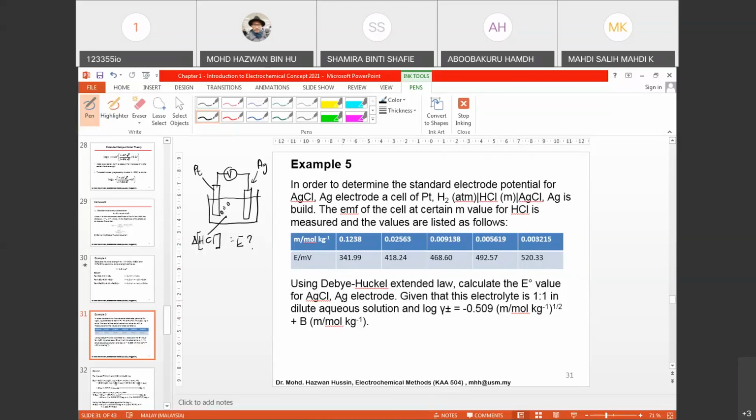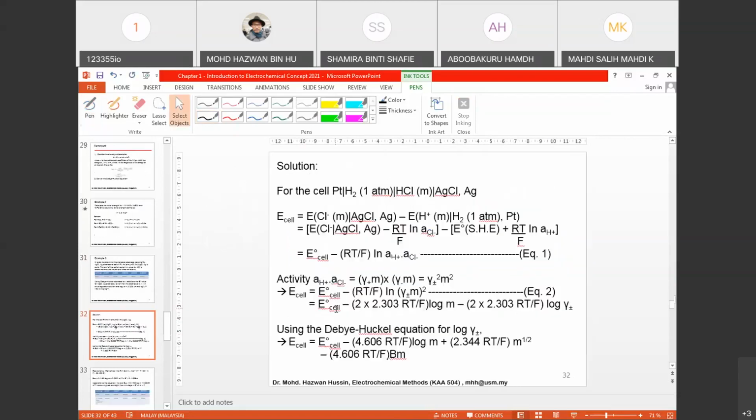So the question is: using the Debye-Huckel extended law, calculate the cell potential values for silver chloride silver electrodes, given that the electrolyte is 1:1 in dilute aqueous solution. Log gamma plus minus is a standard value, equal to minus 0.509 times molality to the power of half, and then plus B. B is also a standard factor, right?